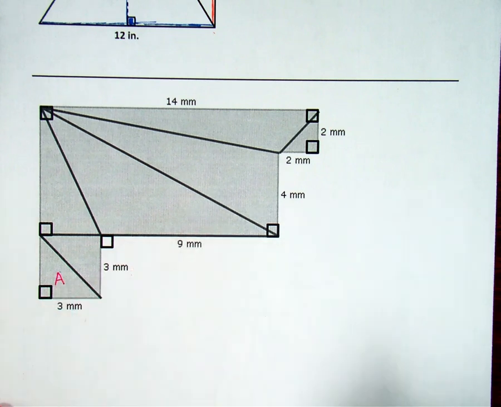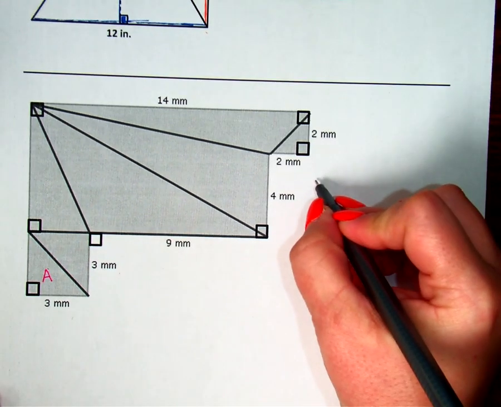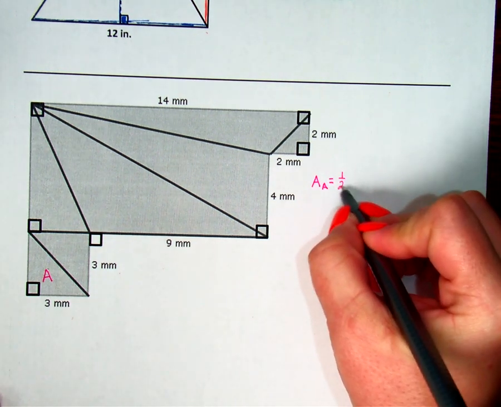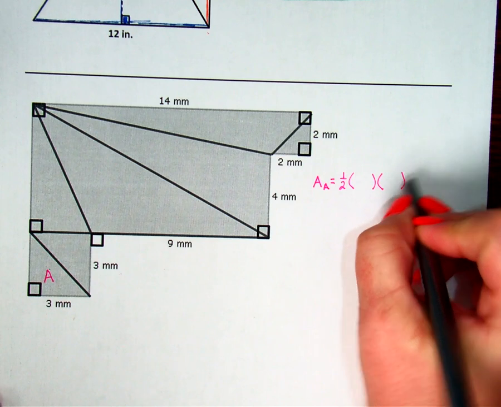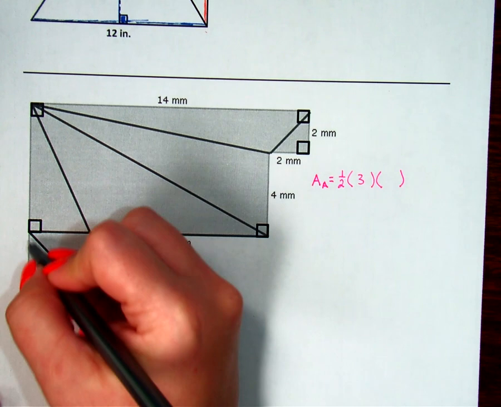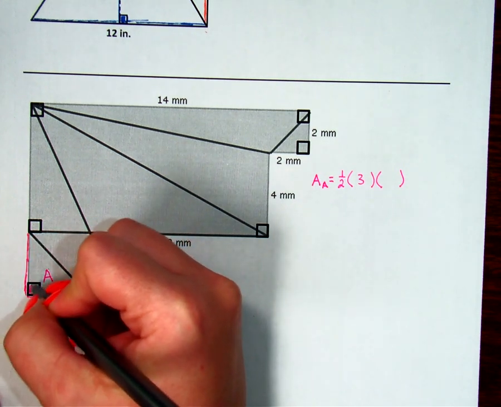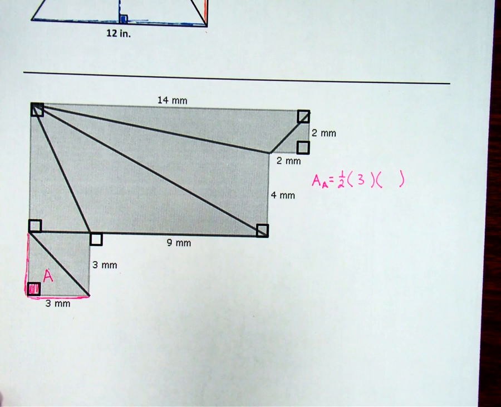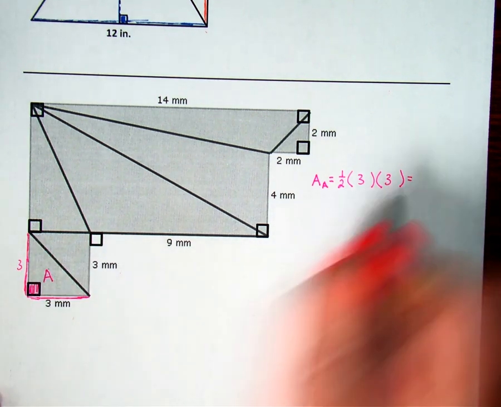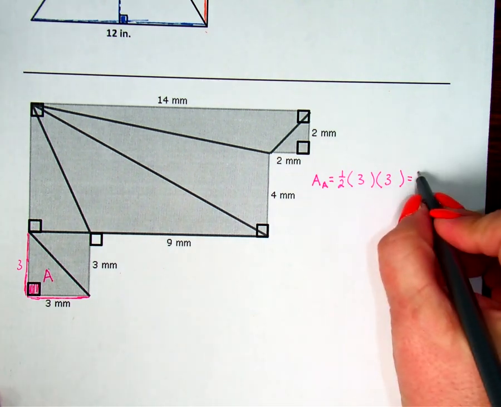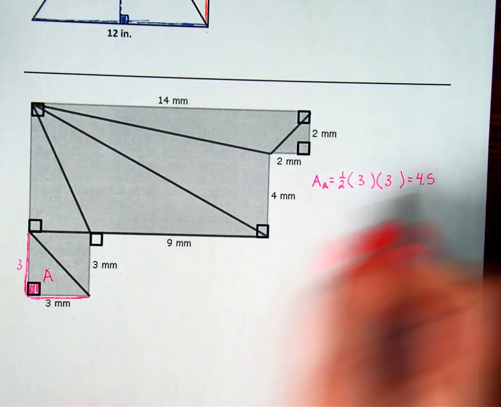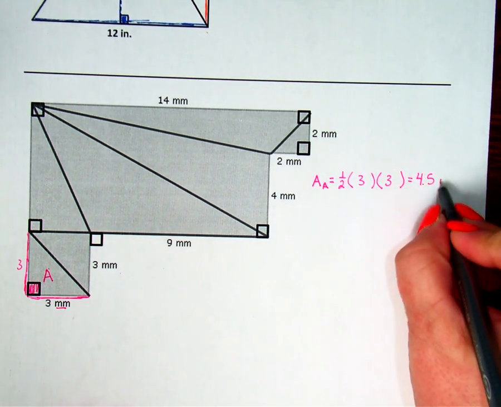So I'm going to call this first triangle, triangle A. The area of triangle A equals 1/2 its base times height. So the base is 3, and the height, where remember they have to come together at that 90-degree angle, is also 3. 1/2 of 3 times 3, 3 times 3 is 9, half of that is 4.5, and since we're doing area, we use square units. The square does not go on the 4.5, the square goes on the millimeters.